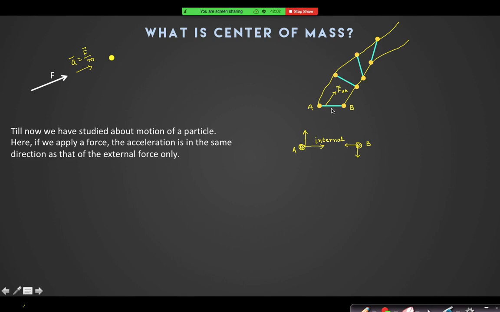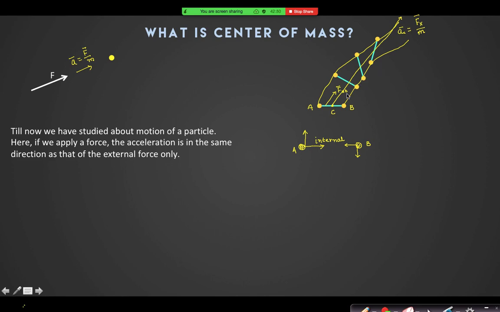Suppose in this case, this is the center of mass, right? So in all these cases, wherever the particles A and B will move, can I say that the center of mass of this combined system will always follow this straight line path? Yes, because the acceleration of center of mass only depends on the external force. It does not depend on the internal forces. So wherever the other masses may be, the center of mass will always follow the same path.